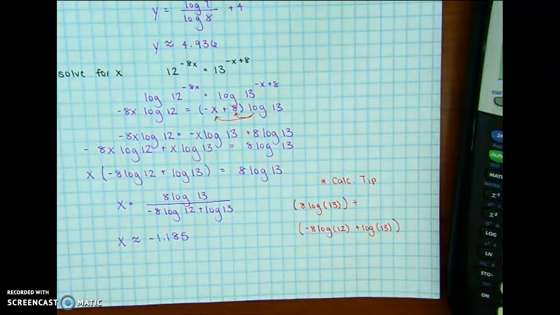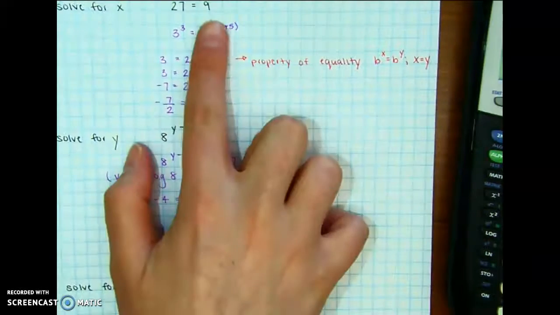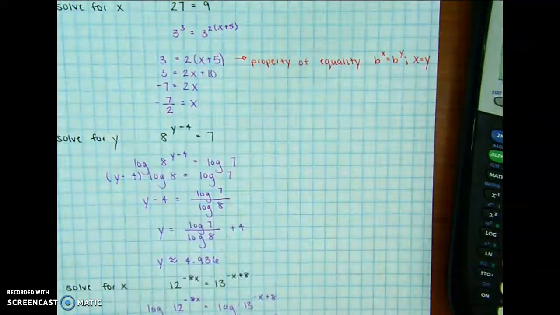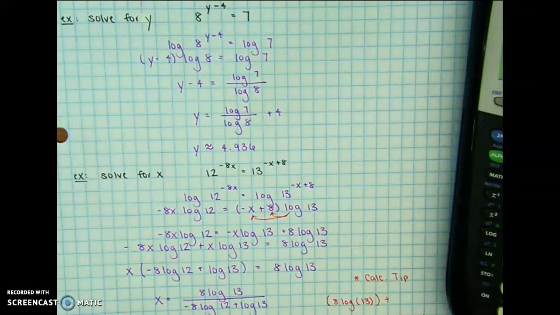So here are a few examples. You want to try to use change of base, right? Get a common base if you can. It'll make the problem easier. But if you can't, you can always just take the log of both sides.